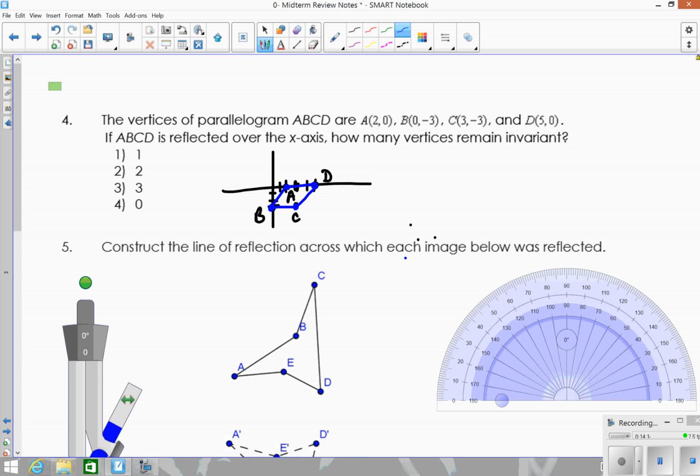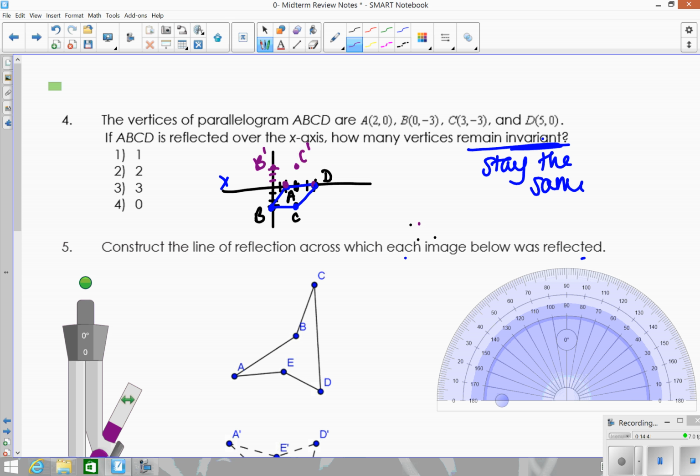So it says, after you reflect this over the x-axis, so after this comes up over this line, how many points remain invariant? So this means stays the same. Invariant means not varying, so staying the same. So if you reflected this over the x-axis, B prime would come up here, 3 units. C prime would come up 3 units.